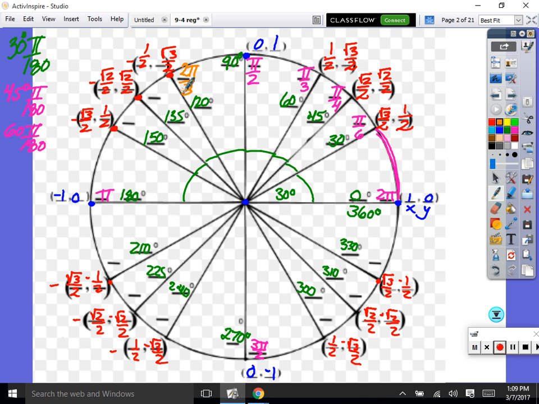I just converted 120 degrees times pi over 180. So you'll just take your calculator. Does that make sense? Just with all of them, we'll convert over.